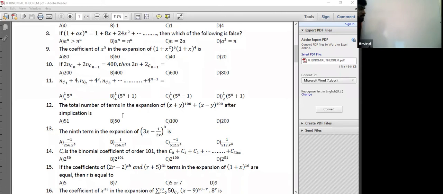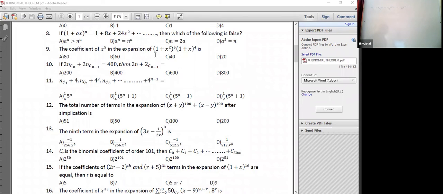What's the question? nC1 plus, sorry, 4 into nC2. So that can also be written as nC2 into 4. nC3 into 4 square plus so on up to nCn 4 to the power n minus 1. Okay, it is like this.